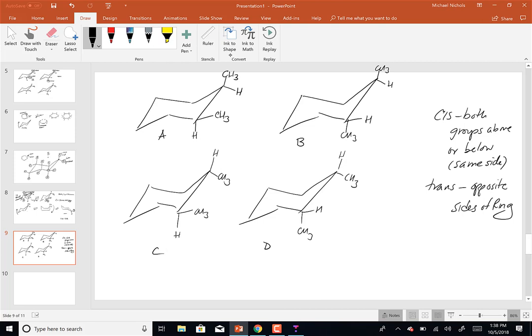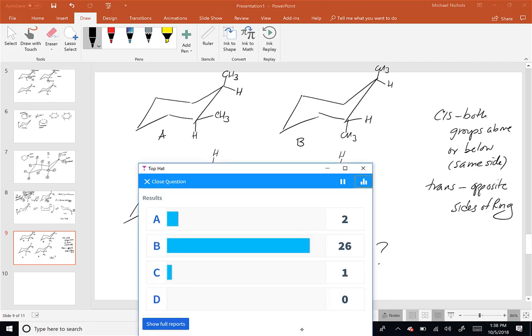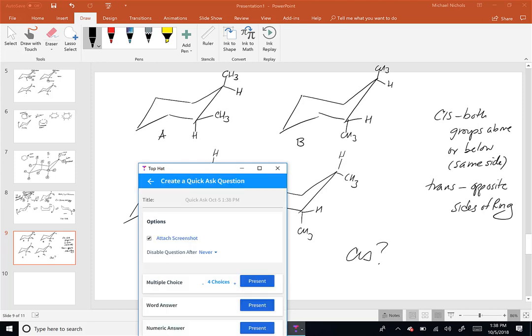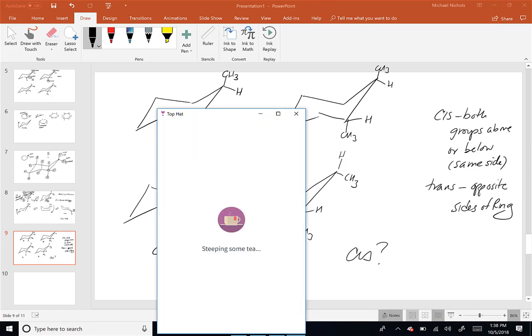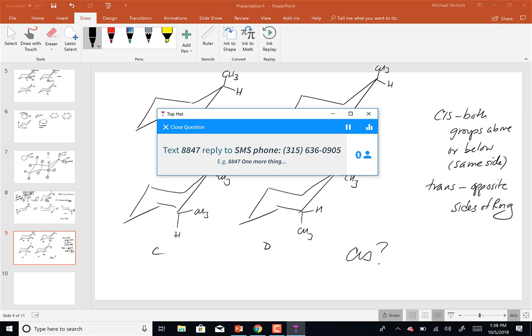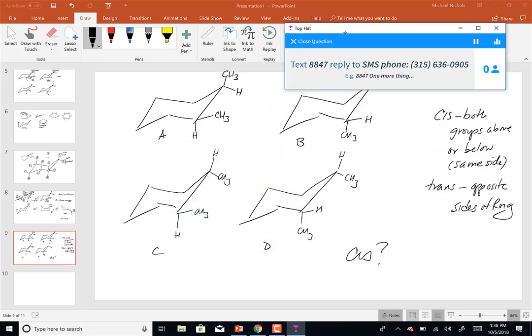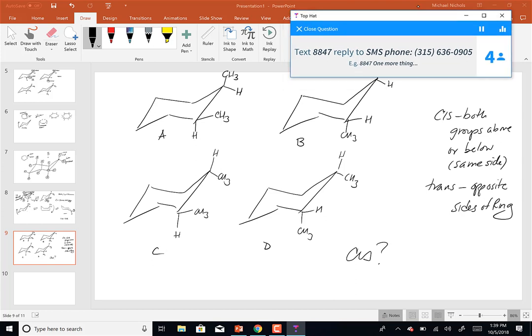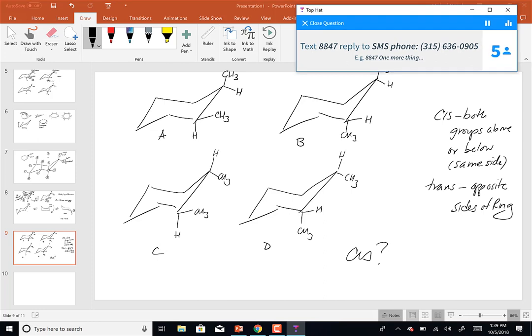So my question is, which of these structures, and there'll be more than one, are cis? In order for me to let you answer that, I'm going to have to give you a word answer. So type in any of the letters in alphabetical order, please, of which of those structures is cis. So if it's just A, you can type A. If it's just B, type B. If it's A and B, type AB. And it's covering up the methyl group in the upper right-hand corner. So which one or ones are cis?